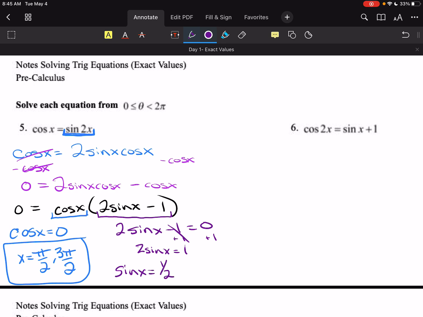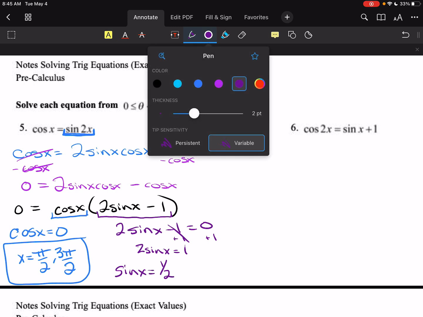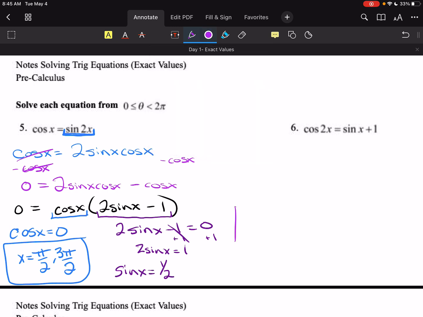Sine of x equaling 1/2, first off, it is positive. Positive sine happens in quadrant 1, quadrant 2. And sine of 1/2 deals with my pi over 6's. So I would get pi over 6, right? That'd be the one from quadrant 1. And then 5 pi over 6 for quadrant 2. So my answer to number 5 would be those 4 answers, those 4 radian measures.